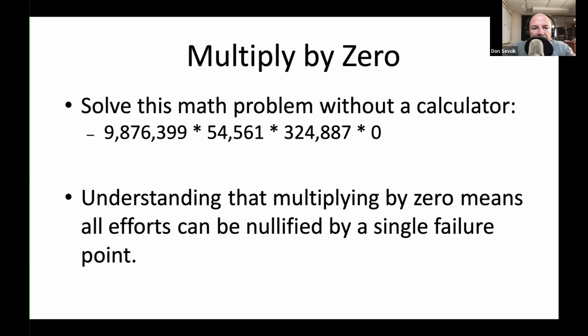Take a look at this math problem on the screen. We're going to take 9,876,399 times 54,561 times 324,887 times 0. Without a calculator, can you solve that problem? Yes, I bet you did it in about a second or two. You see that last number there, 0, nullifies all those huge numbers before it. And when you understand this mental model, that all your efforts in business, networking, knowledge accumulation, and wealth accumulation can be nullified by a single point, then you'll start to think about things differently.